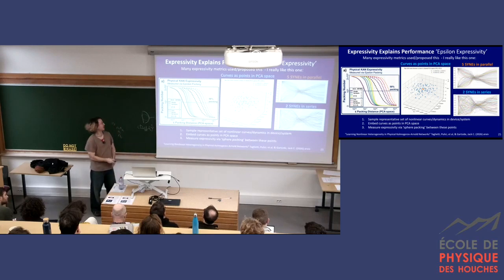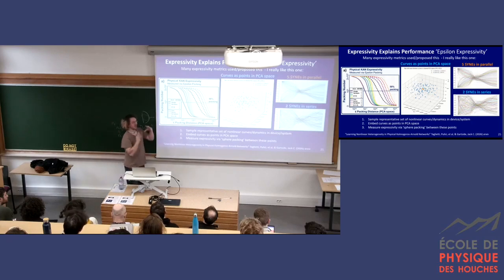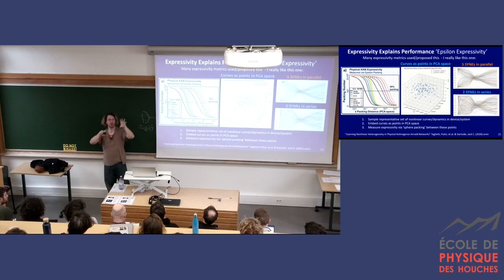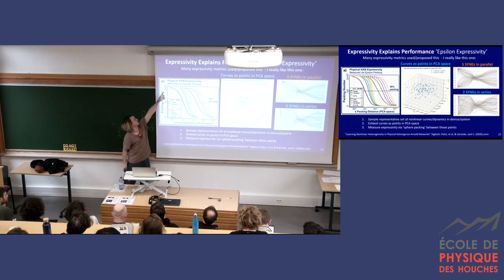Then if we go to just 2 devices in series, we get this way bigger, more expressive point cloud. And then what we're doing here, this epsilon, is you're putting a sphere around each one of your points with a diameter in PCA space of epsilon. And you're saying, how many of my sets of points can have that sphere around them without touching any neighbors? If they don't touch anything, you get a tick. So we had 2,000 curves. When epsilon's tiny, we call that all 2,000.